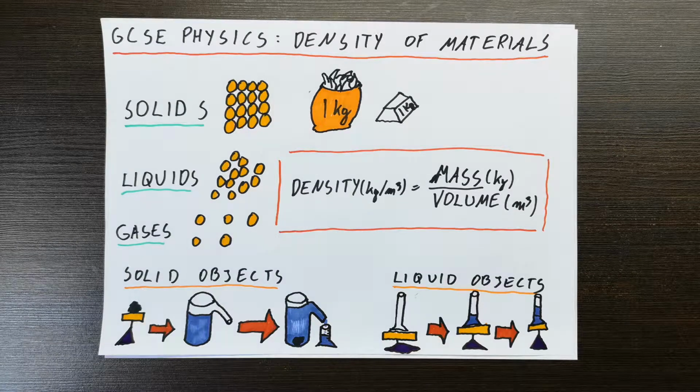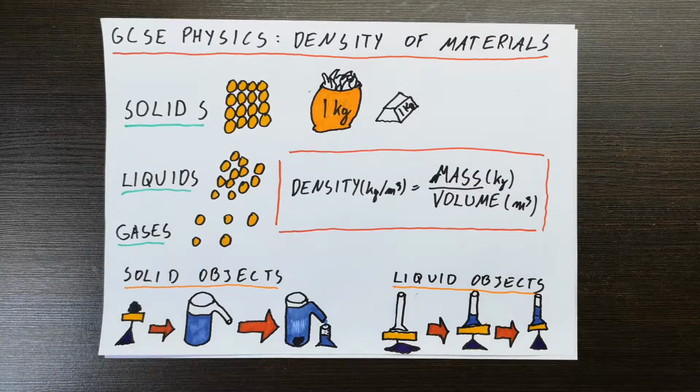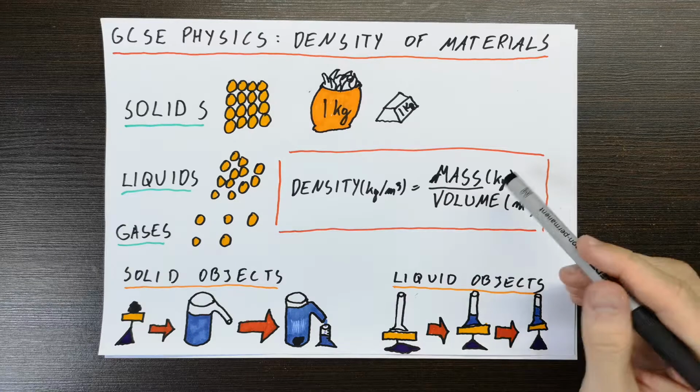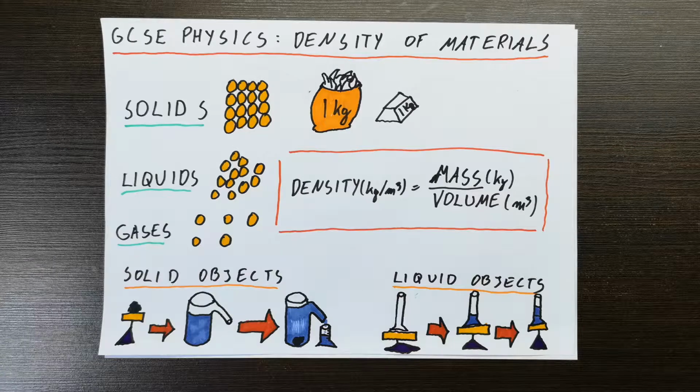So now, knowing the mass of the solid from a weighing scale and the volume of a solid from either calculating it in a regular shape or measuring it in a Eureka can, now we can plug these values into the equation, and we get the density of the said object.